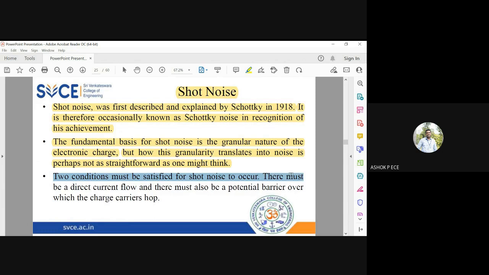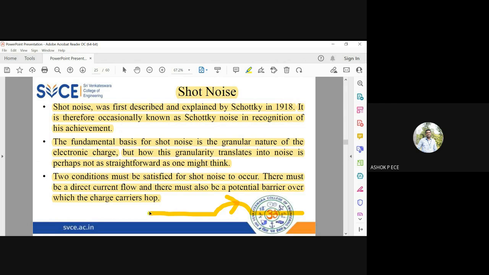So there must be a direct current flow and there must be a potential barrier over the charge carriers. If you are traveling on a road, suddenly you have a speed breaker. So definitely you will pause for a minute and you will cross the speed breaker, and again you will pick up your speed. Same thing, electrons are moving continuously. There is a potential barrier. So for crossing the potential barrier, the electrons have to slow down. They have to gain some energy, cross the barrier, and then again proceed with the same speed.